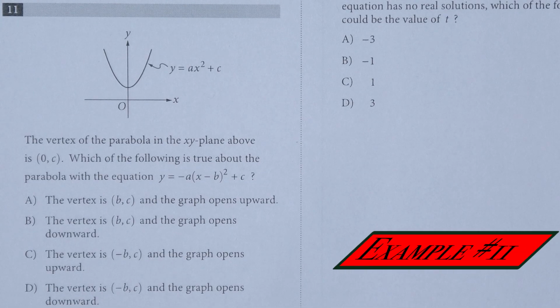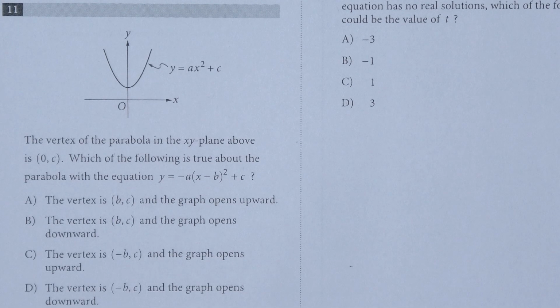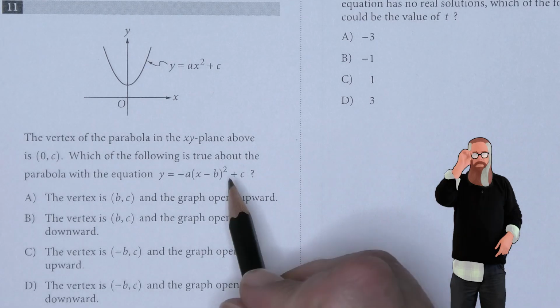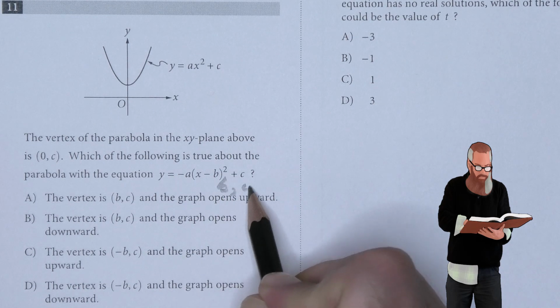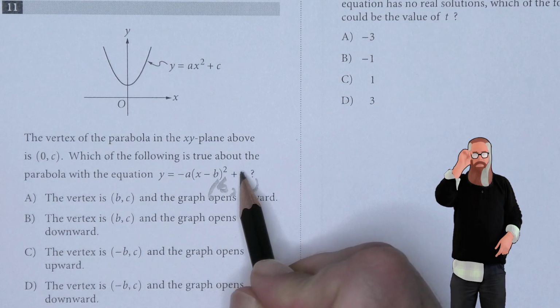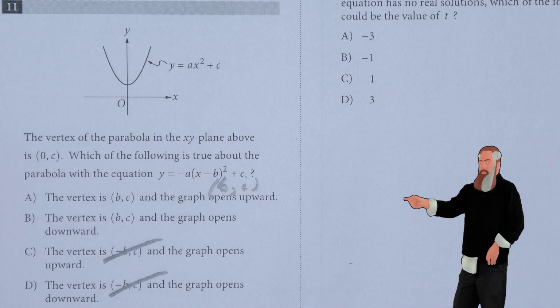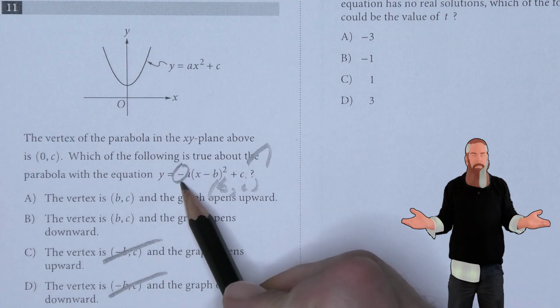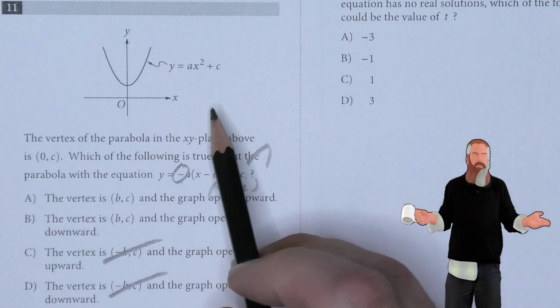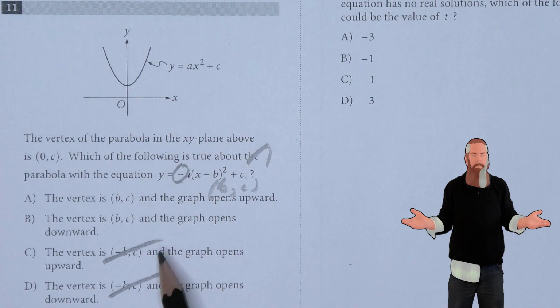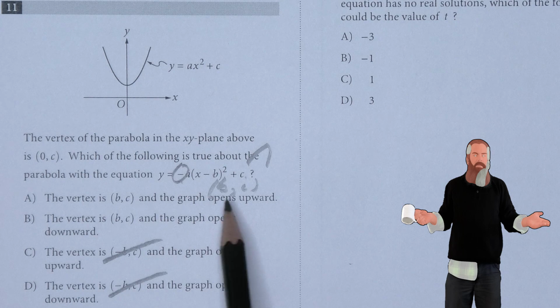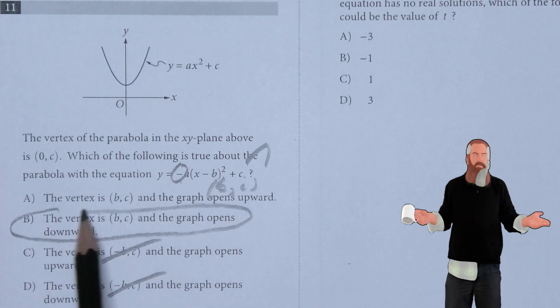The vertex of the parabola in the xy plane above is 0, c. Which of the following is true about the parabola with the equation y is equal to negative a times x minus b squared plus c? Let's start by knowing about the vertex. The vertex is located at b, c, which we can see here because this is in vertex form. So if it is not reading that the vertex is b, c, then we don't have to worry about it. This negative a means we have a frowny face as the parabola, not what we're actually seeing here. So we can know that this opens downward, not upward like the picture shows, so our answer is B.